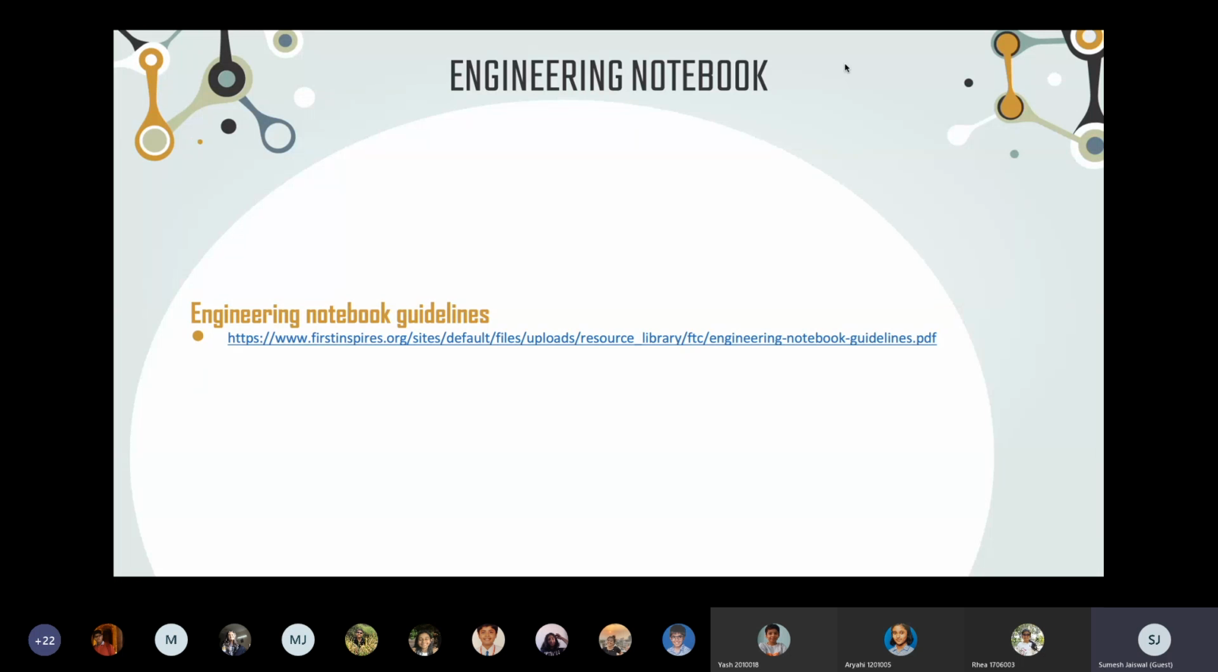But before that, there is a very specific set of guidelines that you need to follow when you write your engineering notebook. This particular URL has this. This is one of the first things that you should do. You should be going over these guidelines, understand the guidelines, and then make sure that you follow them throughout.